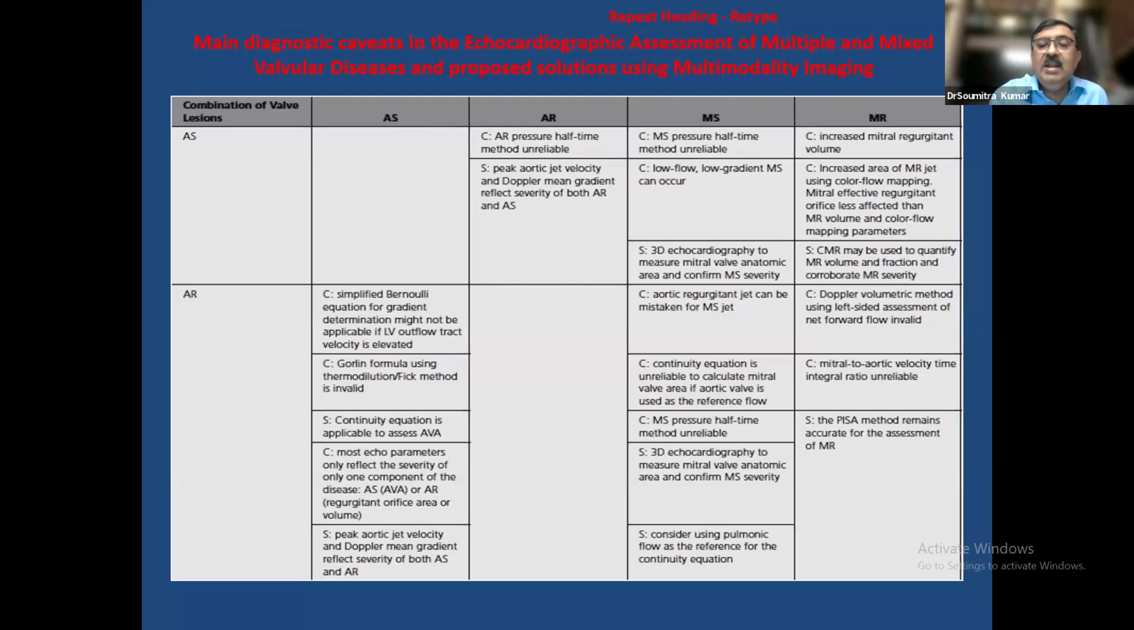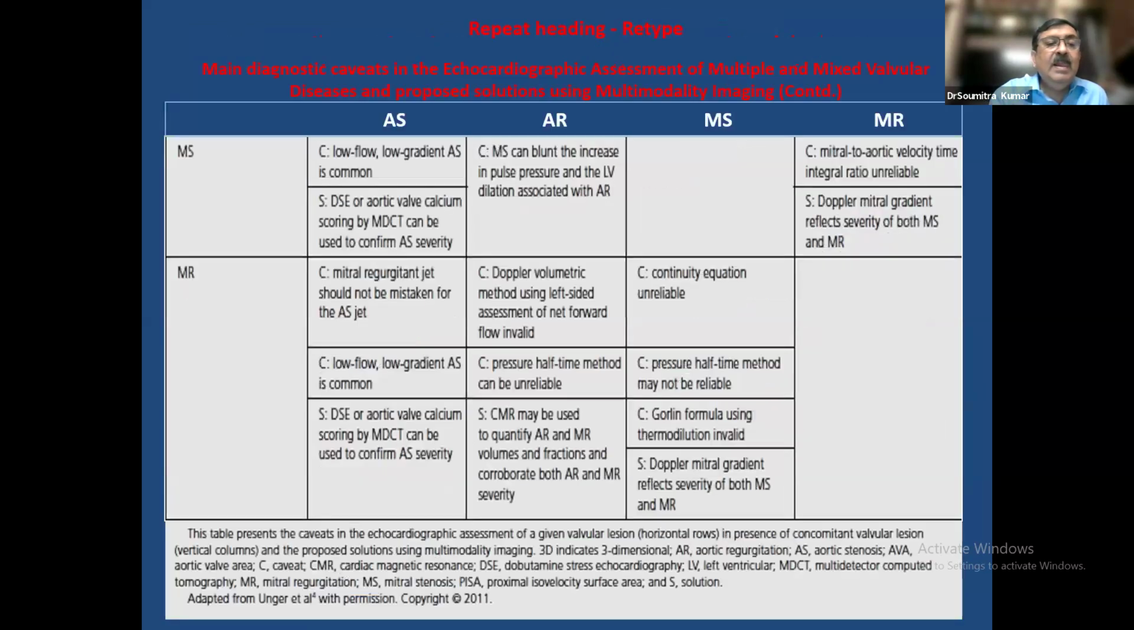And in AR-MR, again, the Doppler volumetric method using left-sided assessment of net forward flow is invalid. The mitral to aortic velocity integral ratio is also unreliable. So the PISA method remains accurate for assessment of MR in case of an AR-MR combination. And again, with AS-MS, we have to rely on dobutamine stress echo because it is a low flow, low gradient state, or aortic valve calcium scoring by MDCT.